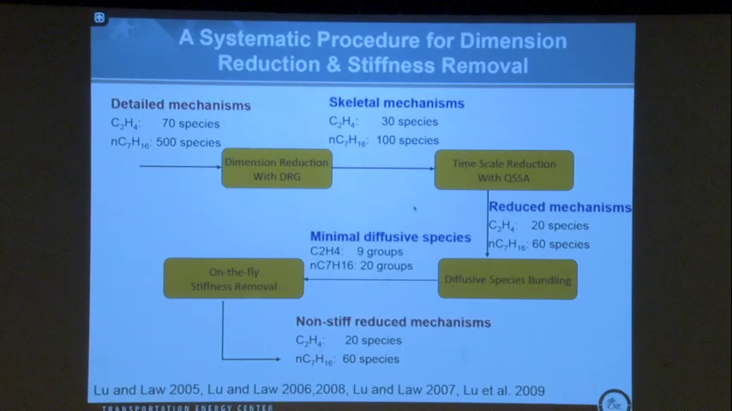And then for the transport, they do this thing called diffusive species bundling, which minimizes the number of diffusive species into smaller numbers of groups. And then lastly, they remove any kind of numerical stiffness on the fly in the DNS simulation so that we can use an explicit time marching scheme, which is much cheaper than any kind of implicit or semi-implicit method. And so in the end, we have a CFD mechanism that we can use that's 20 species, for example, for ethylene, and 60 species of that order for N-heptane.